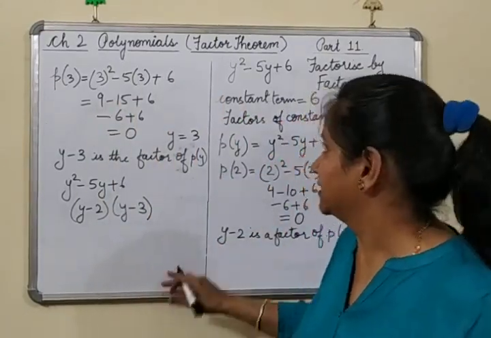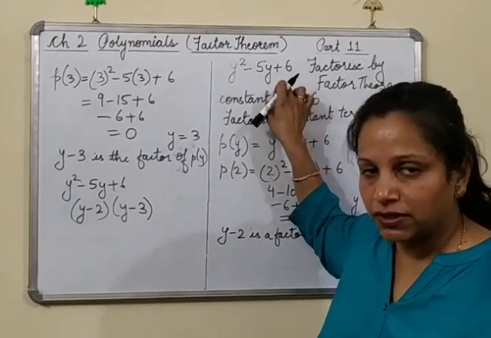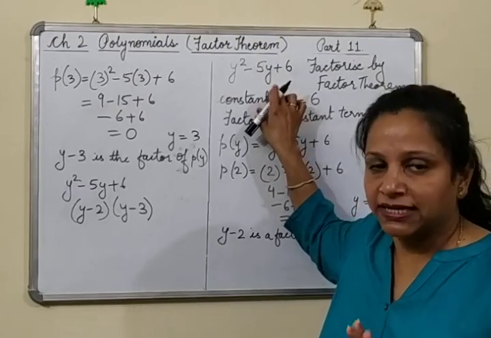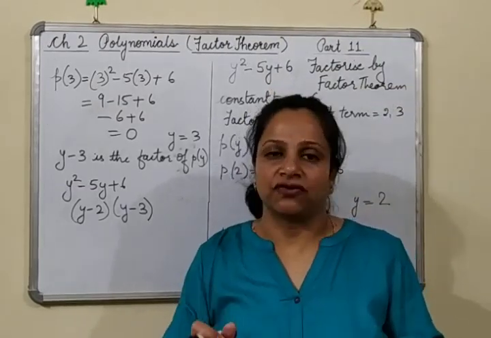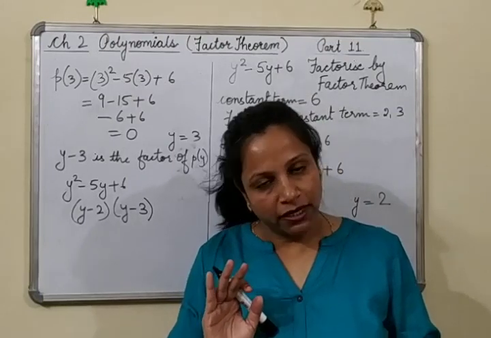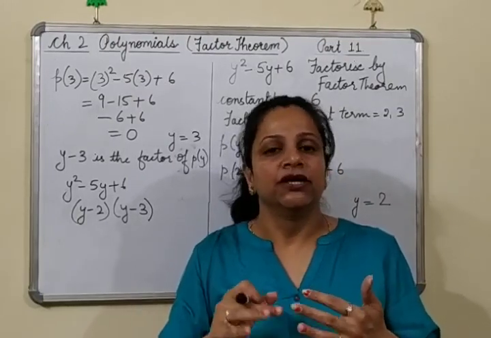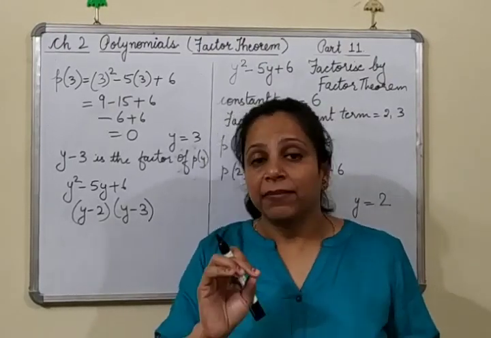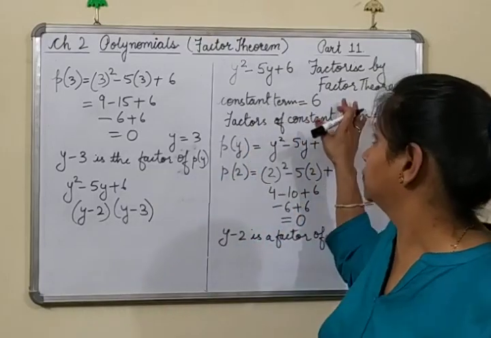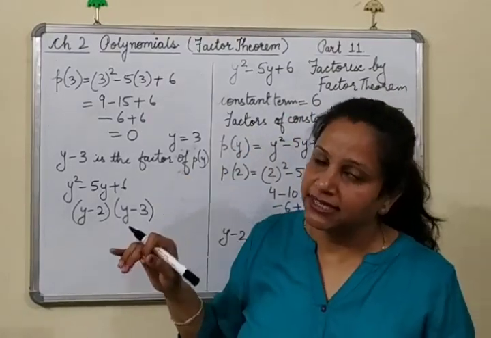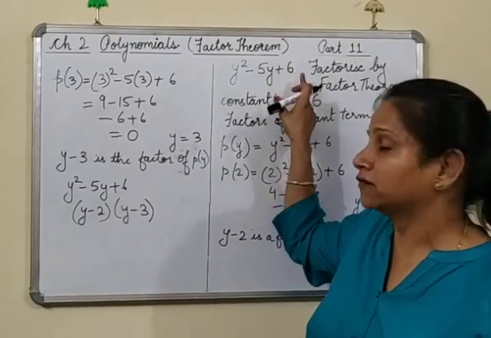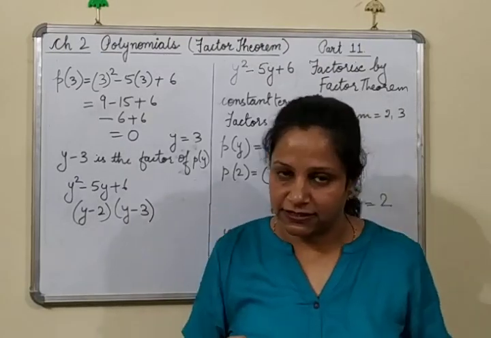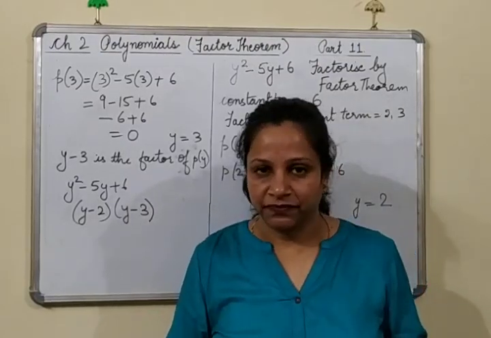One more important point is, suppose the polynomial is given to you and you are simply asked to factorize it. Then it is up to you whether you want to factorize it by any method. You can apply splitting the middle term method, long division method, hit and trial method, or factor theorem method. But if specifically it is given to you that apply factor theorem and then factorize, then you have to find the factors of the constant term, put those values in place of the variable and then get the factors. Okay, I hope it is clear.